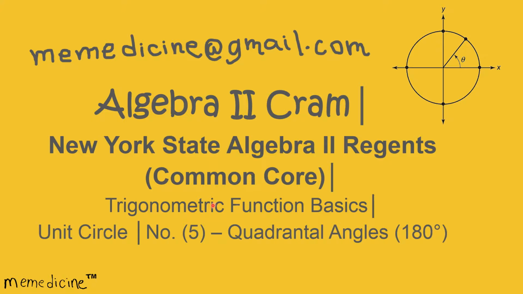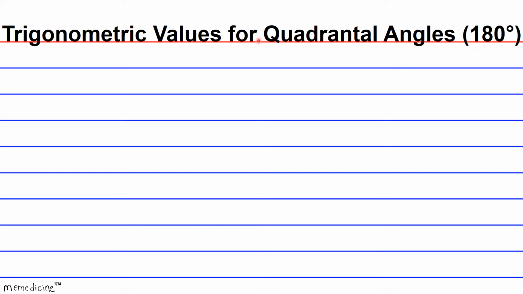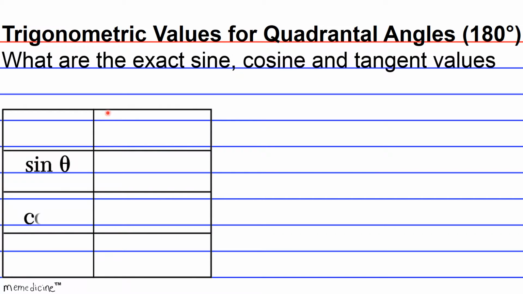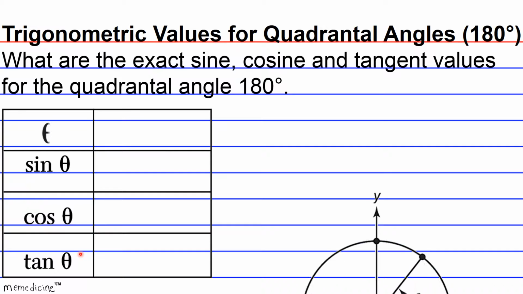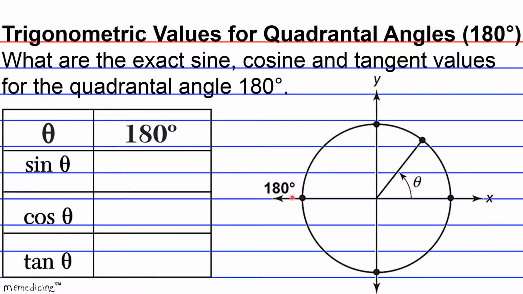So let's delve into the concept of the unit circle and the quadrantal angle 180 degrees. Trigonometric values for quadrantal angles, 180 degrees. What are the exact sine, cosine, and tangent values for the quadrantal angle 180 degrees? Definitely press pause if you need to, and I'll give you a moment to think. While you're coming up with your solution, in case you forgot, a quadrantal angle is an angle whose terminal side is on the x or y axis in any direction. Okay?